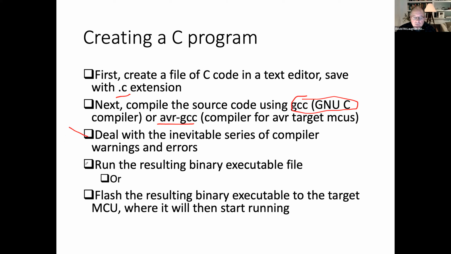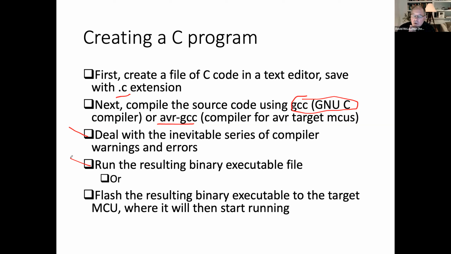You fix those errors, and then you either run the resulting binary executable file, right? We call it a binary file. It's a bit pattern of ones and zeros that the microprocessor on your machine understands, right? You don't understand it, it doesn't make sense to you, but it makes sense to the microprocessor. So that's if you've written code and you've compiled it directly onto the processor on your laptop, say.